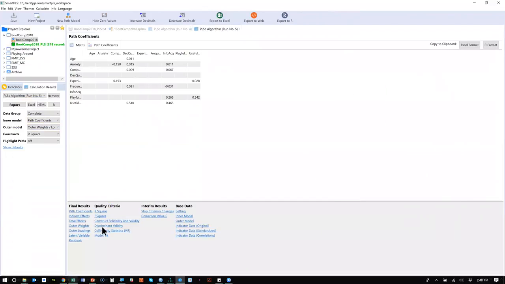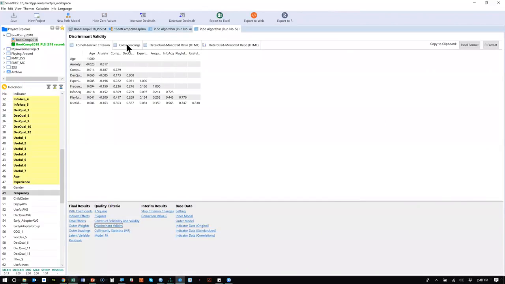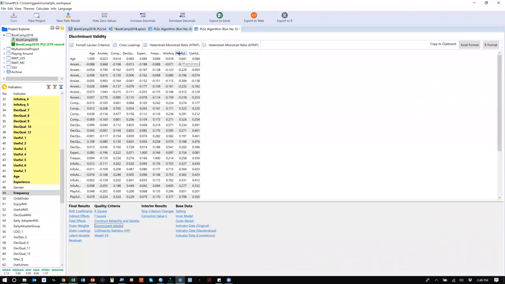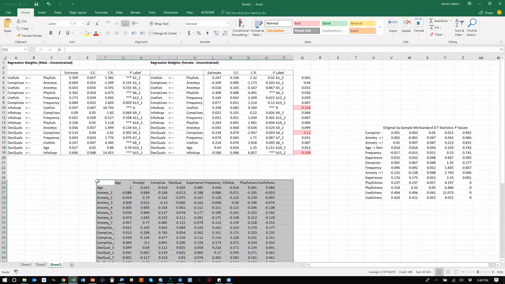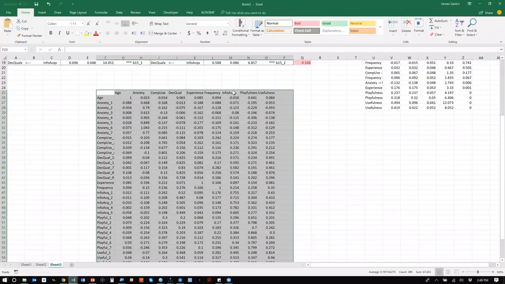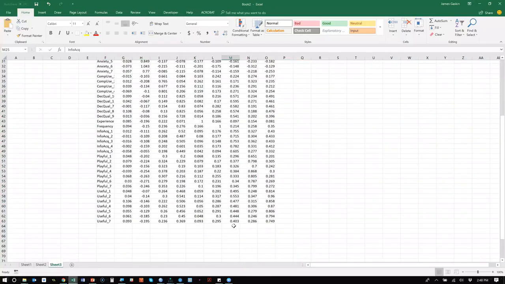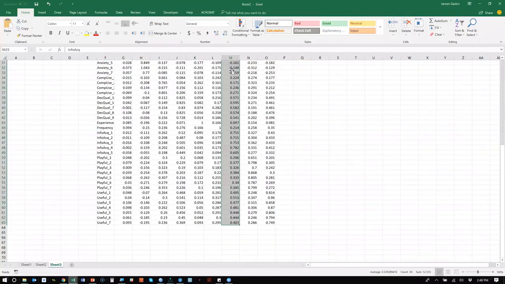Okay, back to discriminant validity, cross-loadings. Here's the playfulness, information acquisition. I go down to decision quality here as these ones. Let me export it to Excel. It'll be easier to look at it. Here it is right here. And in this column, I'm going to see the biggest ones.